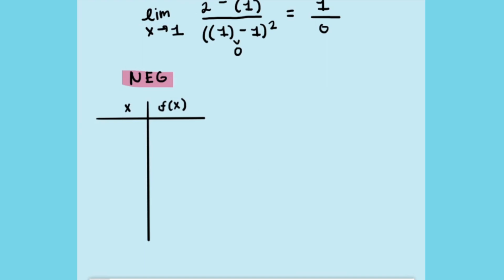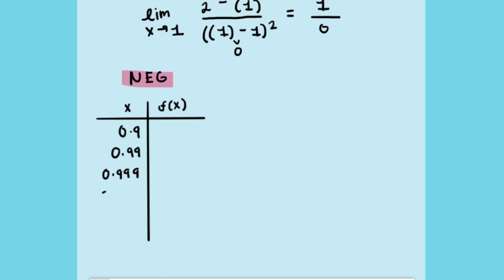Okay, so I have my table. So we're going to focus on numbers approaching 1 from the negative direction. So when we think of 1 from the negative direction, what numbers would be close? So I'm thinking like we're going to do 5 values. So I'm thinking 0.9 would be a good one. 0.99, basically a bunch of 9s.